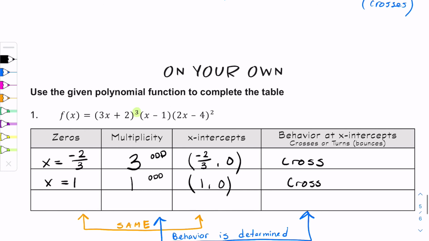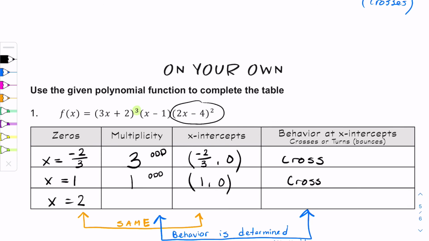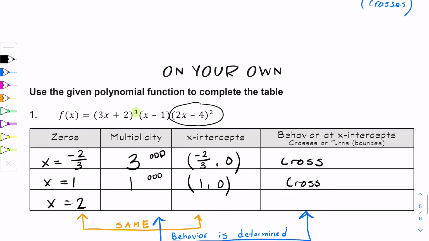And the last 0 occurs at 2x minus 4. When we set that equal to 0, we would have x equals 2. This factor has an exponent of 2, so we know that the factor occurs twice. 2 is an even number. This point is located at 2, 0, and because it's an even number, it turns at the x-axis.